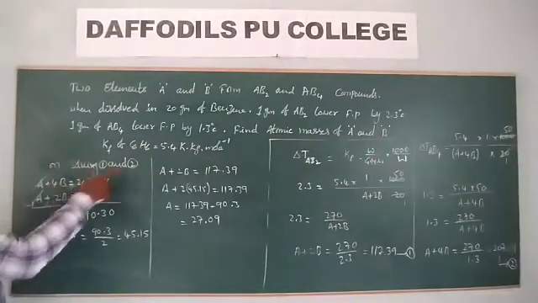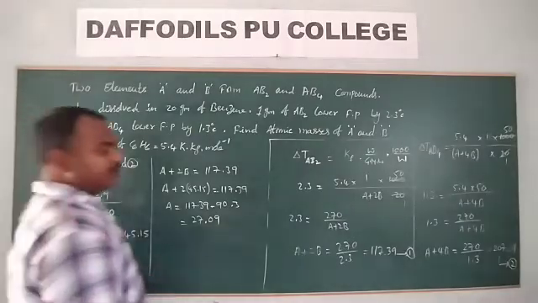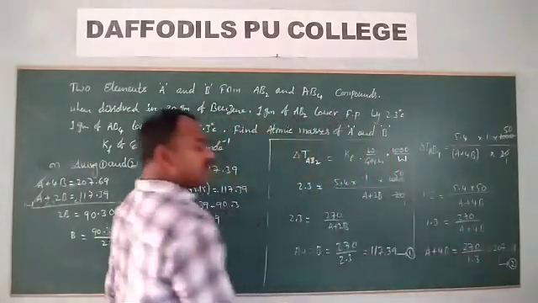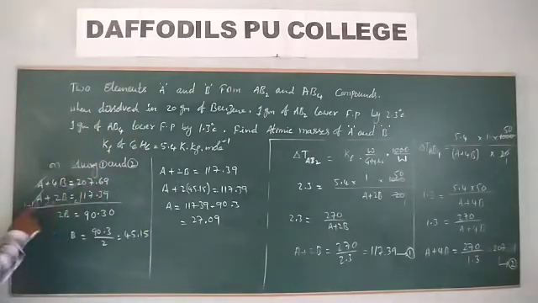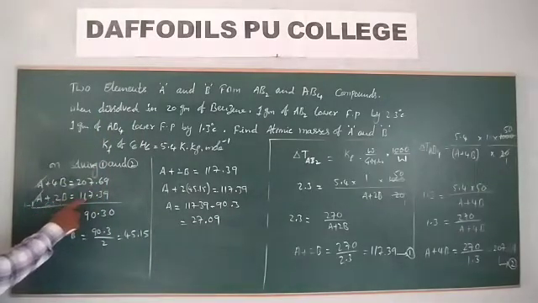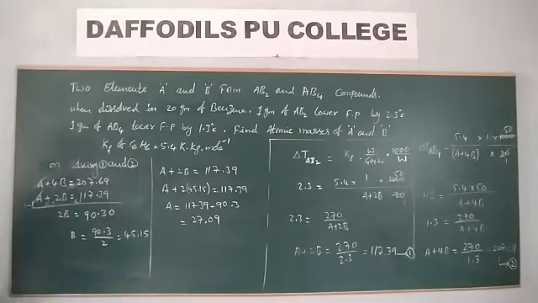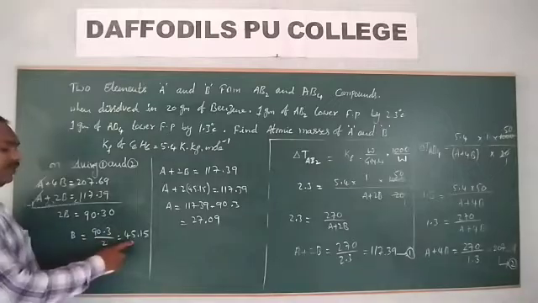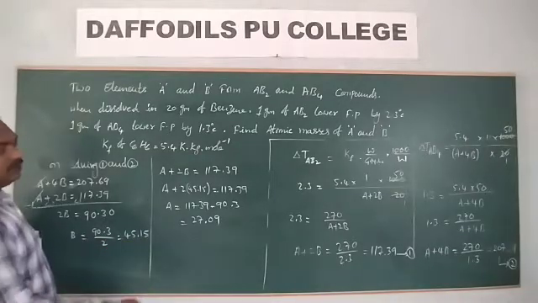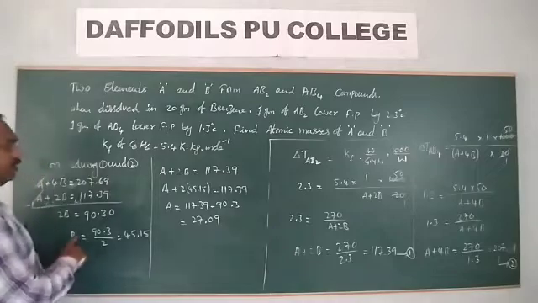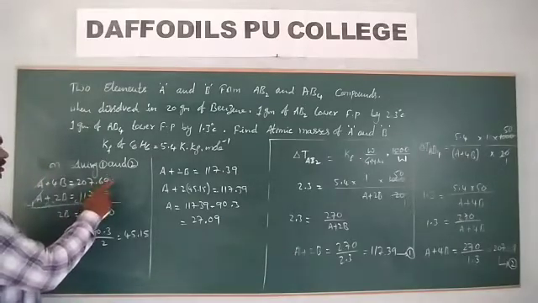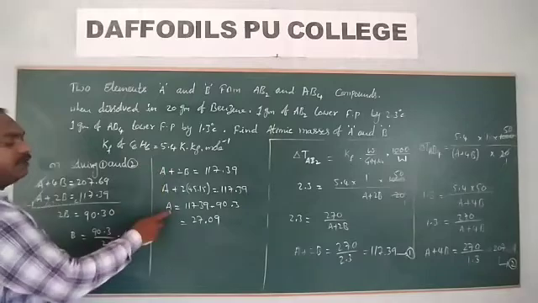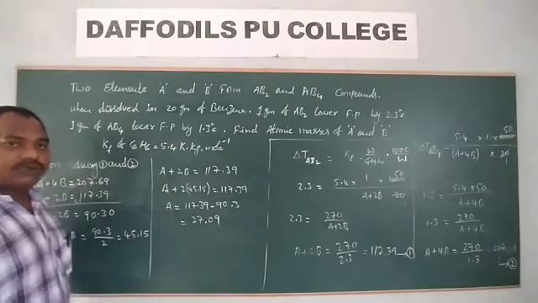On solving 1 and 2, A plus 4B is equal to 207.69 and A plus 2B is equal to 117.39. On subtracting, 2B is equal to 90.3, so B becomes 45.15. That means the atomic weight of B is 45.15. Then substitute this B in either of the equations and you will get A. A becomes equal to 27.0.